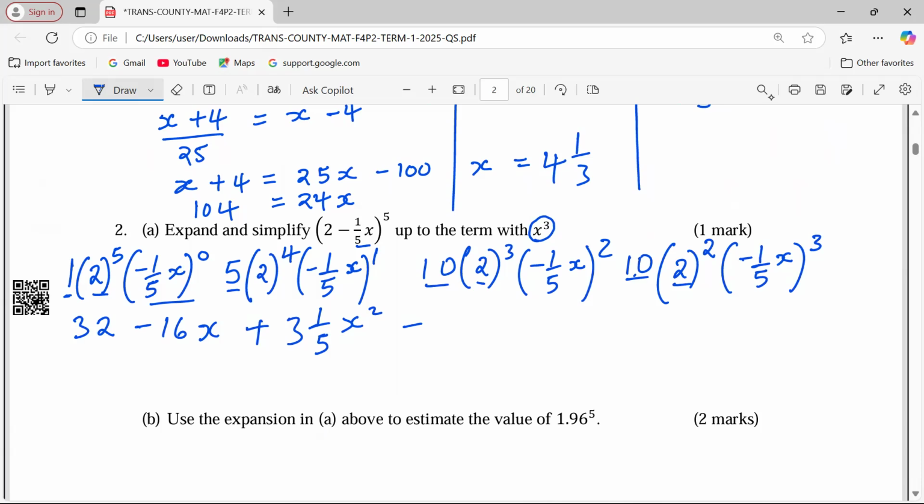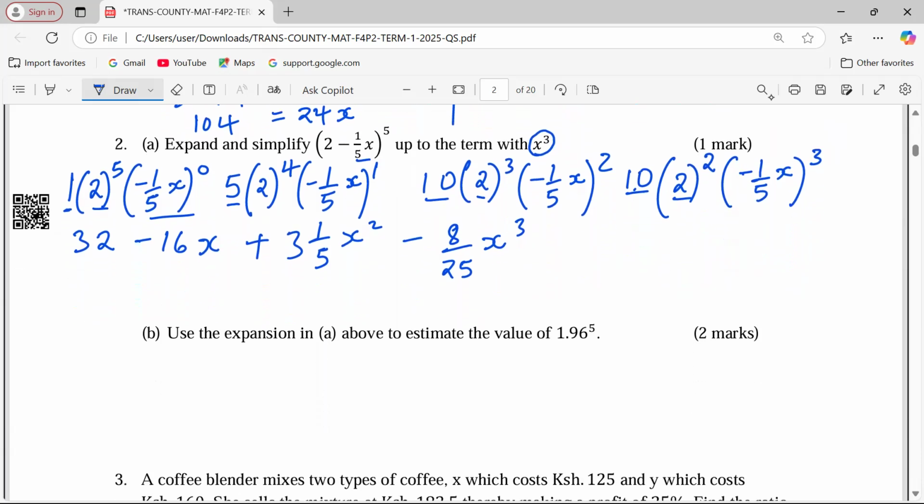So 5 power 3 is 125. So we'll be having 1 out of 125, but negative. 10 times 4 times 1 out of 125. So negative 8 out of 25, and x is raised to power 3. So now we are having the expansion up to the term that contains x power 3.